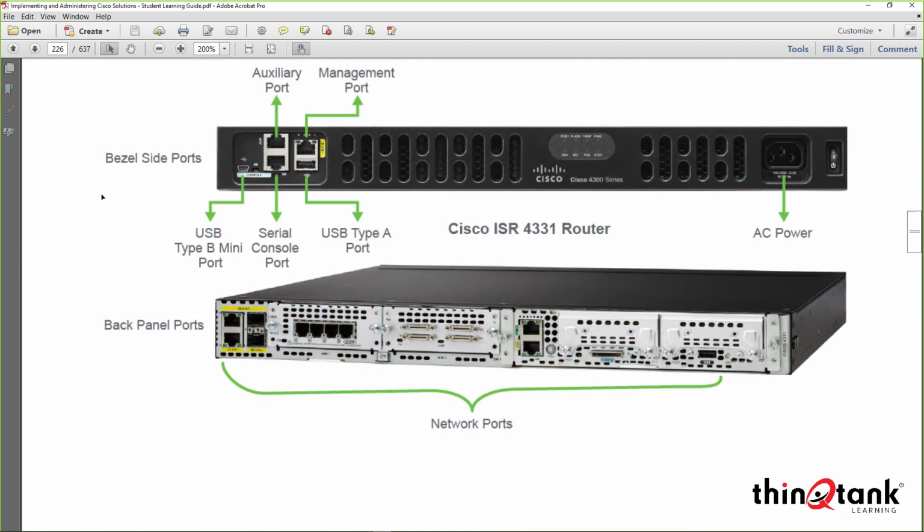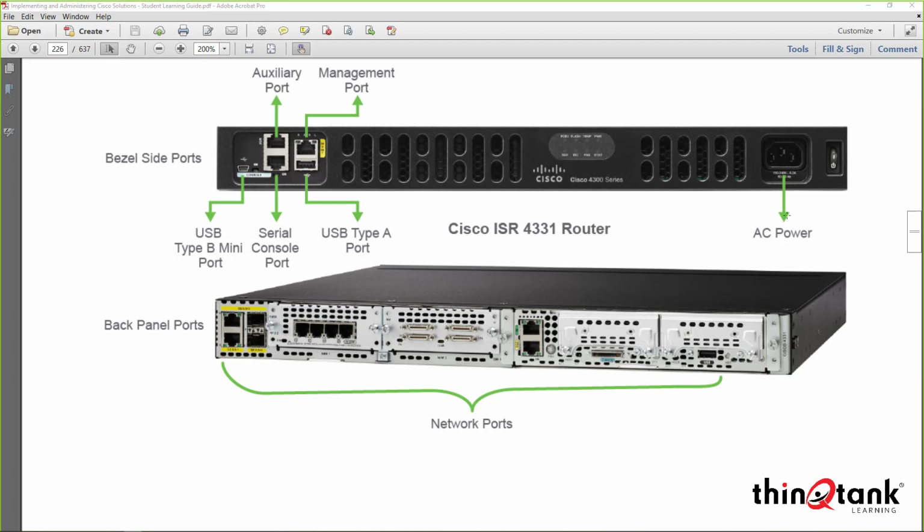And a lot of the newer devices incorporate these types of management ports because we don't want to necessarily manage our device over the same network that our data is flowing over. For security reasons, for basic management reasons, we want to keep that separate.